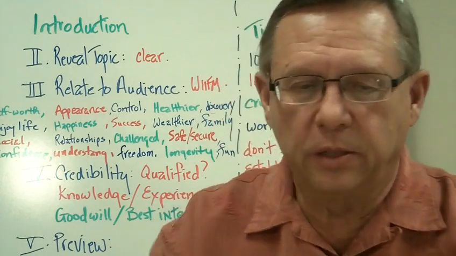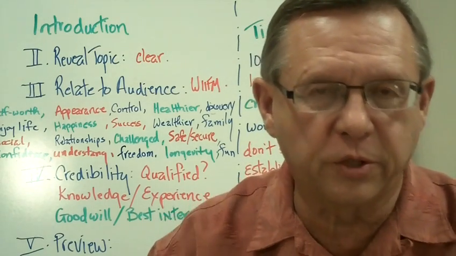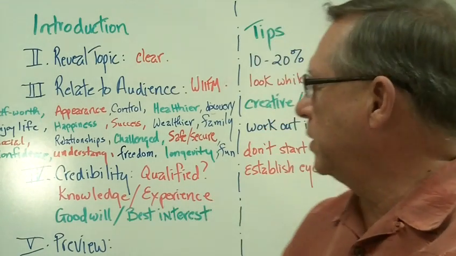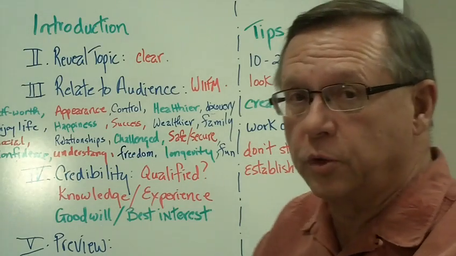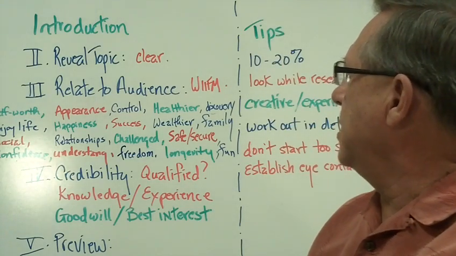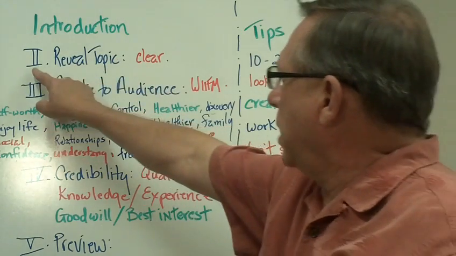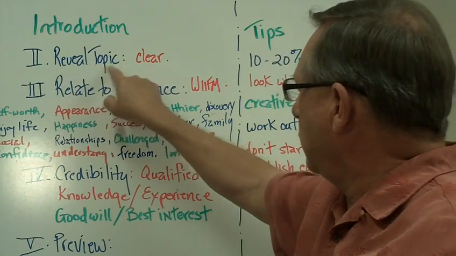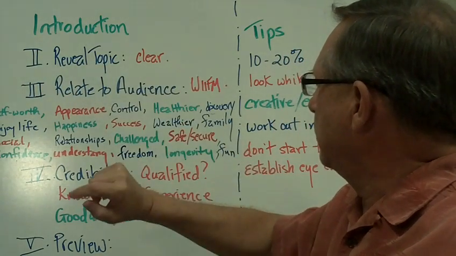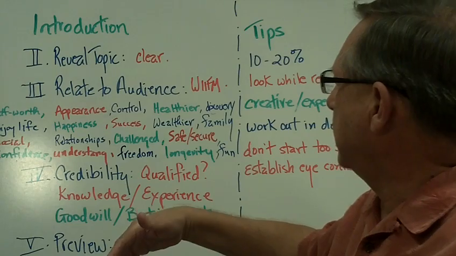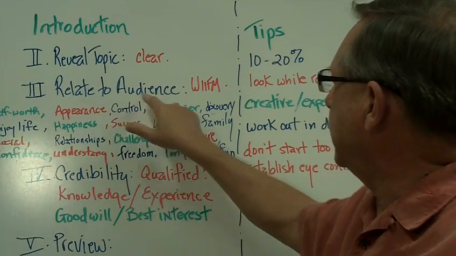This is a good way to start a speech and reveal her topic that she's going to talk about, preserving habitat for endangered species. Now, after you reveal the topic, you'll write Roman numeral 2, and you'll write that word out, and then you'll make your sentence about revealing the topic. Then relate the topic to the audience.